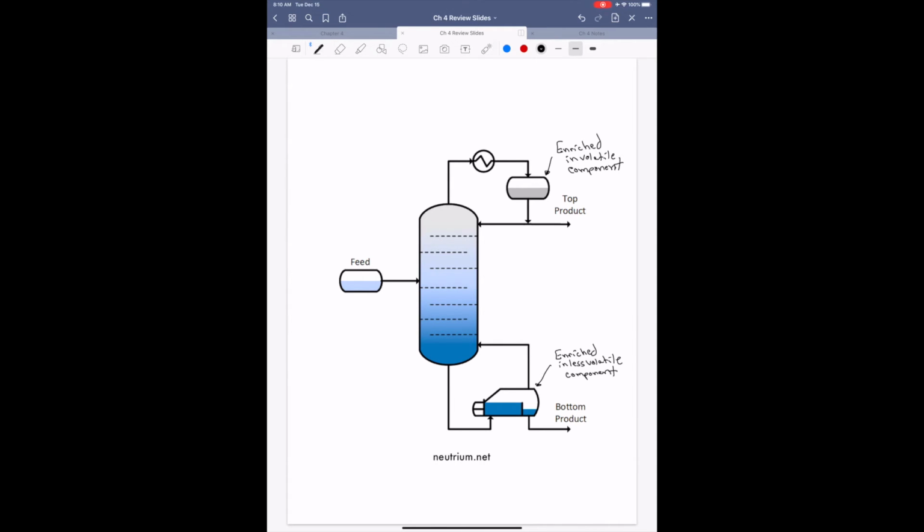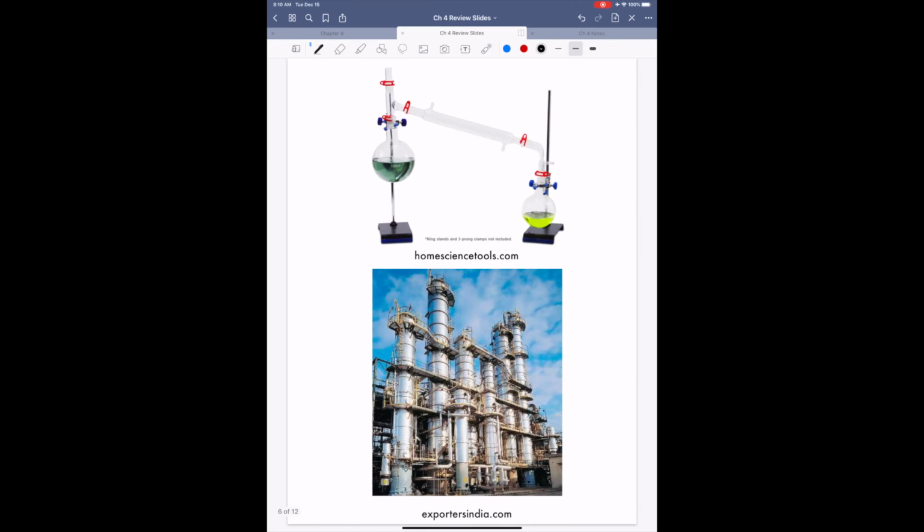Right? So it's the same concept that we saw on the lab scale distillation column. These are just schematics, but I also have pictures of what these things actually look like. So here's the lab scale setup, and then at the bottom here is what industrial distillation columns look like. This is orders of magnitude bigger than what you see here, but they work the same way.